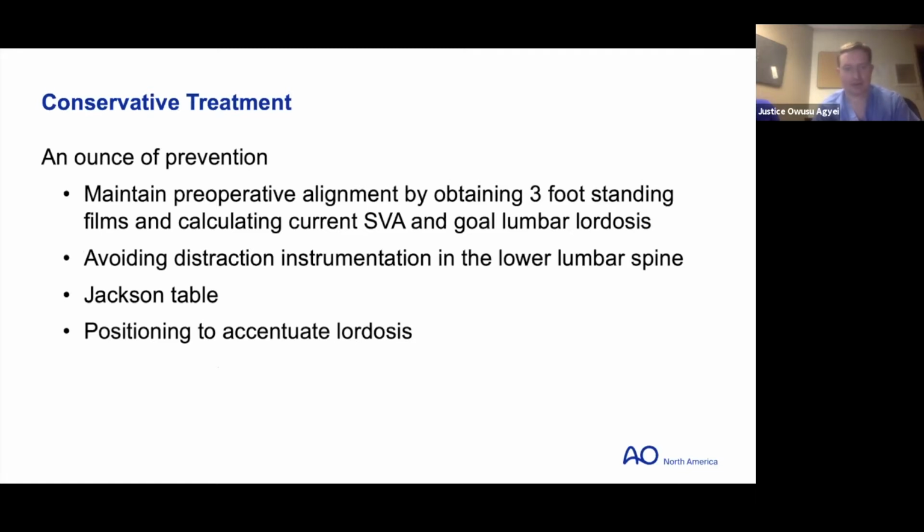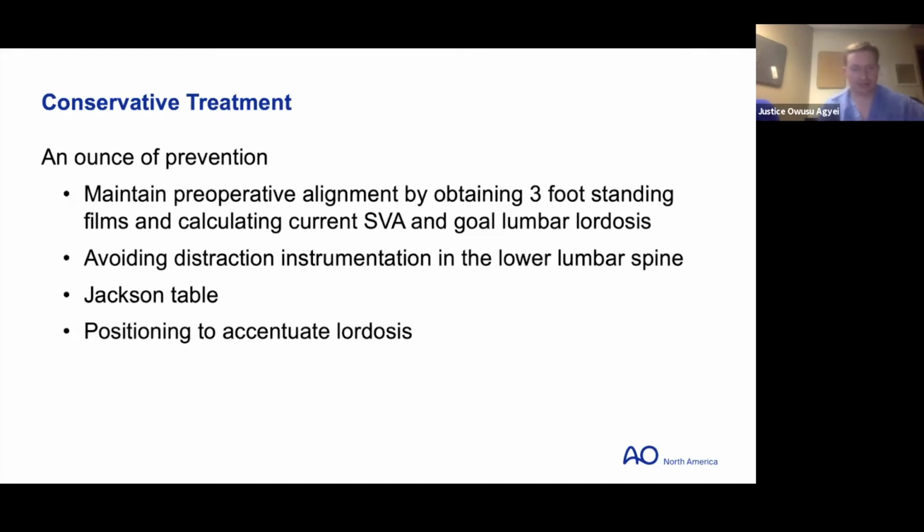How do we do that? So first is by paying attention to their spinopelvic parameters, their current preoperative alignment, and by obtaining 3-foot standing films and calculating their current SVA and their goal lumbar lordosis. Avoiding distraction instrumentation in the lower lumbar spine is also important. So even in cases where you're attempting to, say, correct a coronal malalignment and you're providing some distraction on one side of the instrumentation, pay attention to the overall lordosis that you're attempting to maintain in that patient.